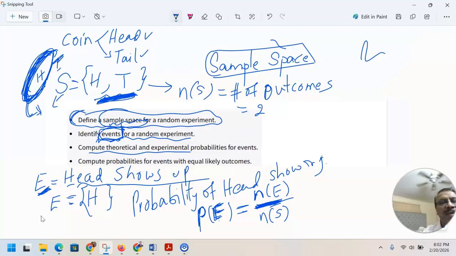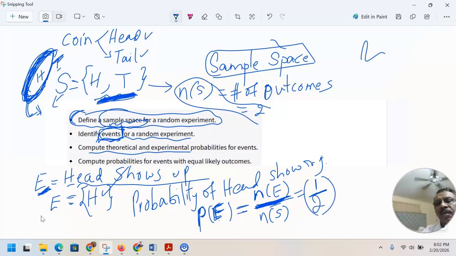There is only one head showing up. So I will write this as one out of two, so that's why it is one half. You can clearly see it is less than 1, right? So the probability of the event that when you toss a coin you get a head is 1 out of 2, because there are two outcomes, and from these you have one head.